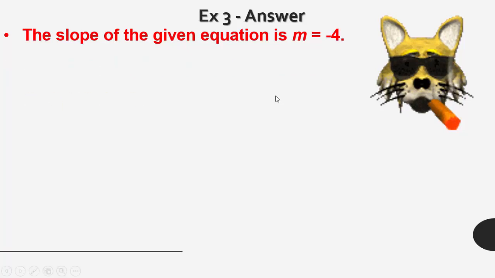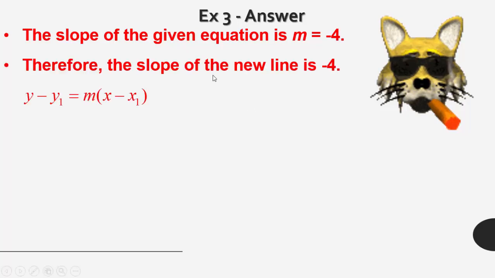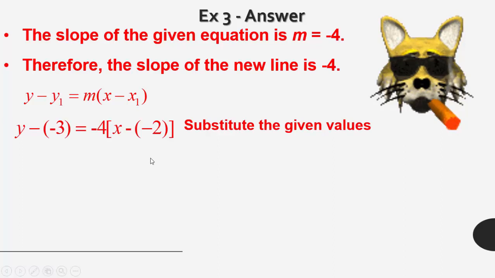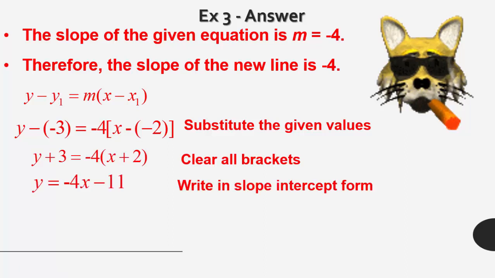Now here I'm going to deviate a bit from the whiteboard, and I'm going to solve this one using the point slope form rather than the slope intercept form. So here is the point slope form, and we substitute in the given values. We clear the brackets using the distributive property, and we write in slope-intercept form. That means the y is equal to mx plus b form.